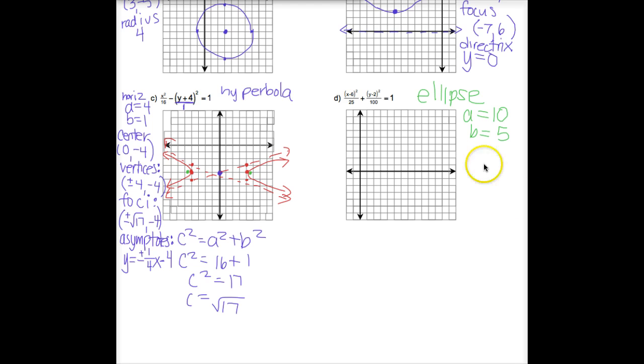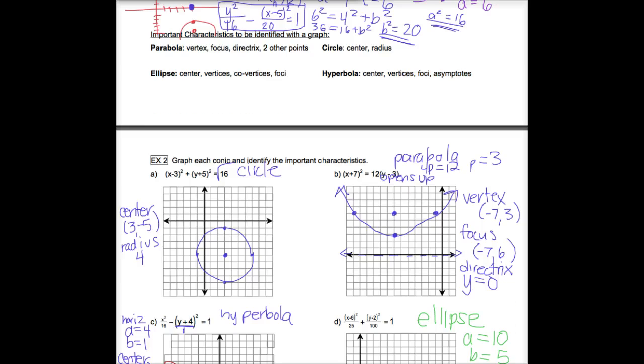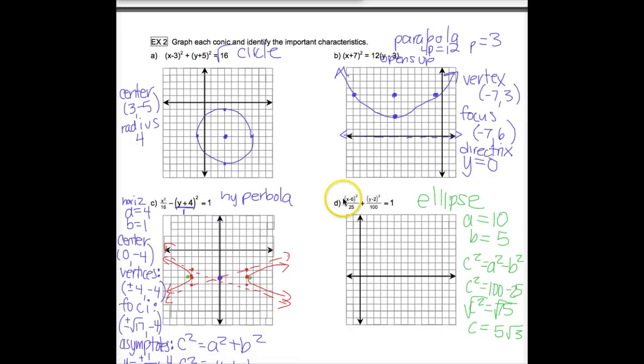That's going to help me because I can use that to find my foci. C squared equals a squared minus b squared. So 100 minus 25. So c squared is going to be 75, which means that c is 5 radical 3. So now I need to graph this, which means my important characteristics for an ellipse, I need the center. So the center is going to be at 6, 2.